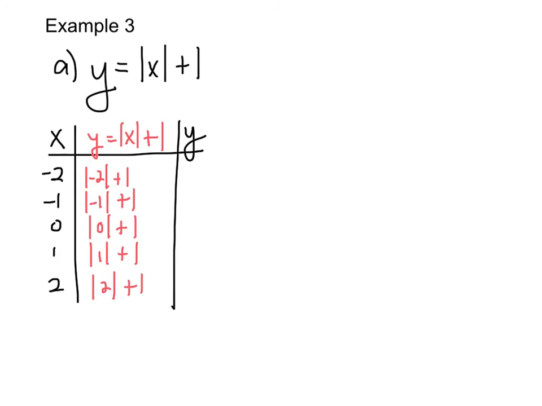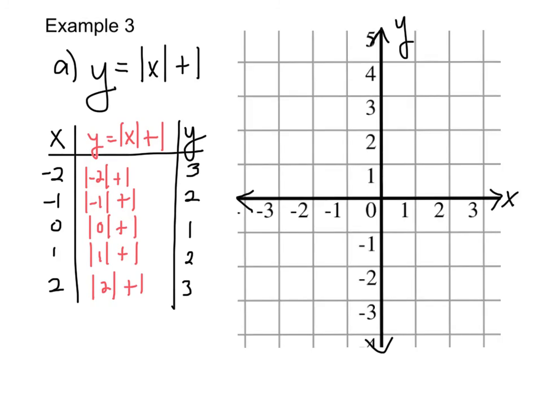And then if we solve that, this would give you the absolute value of -2, which is 2, plus 1, that would give you 3. This would give you 2, this would give you 1, this would give you 2, and this would give you 3. So if we graph this, now I'm going to cheat and have my magic graph appear. If you graph this, you would graph the points (-2, 3), (-1, 2), (0, 1), (1, 2), (2, 3).